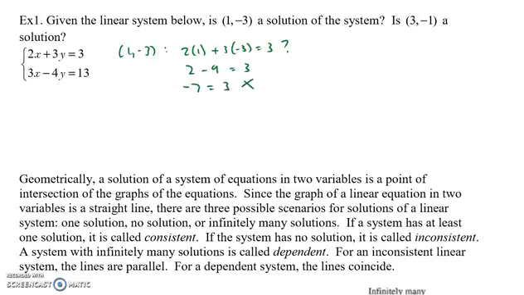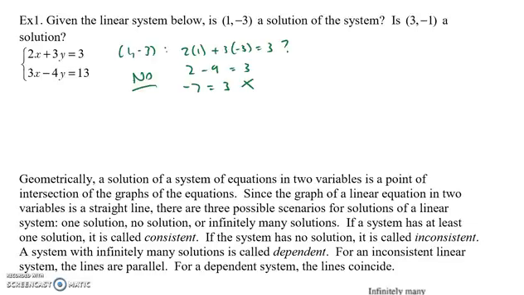Obviously a false statement. So (1, -3) does not satisfy the first equation, so it doesn't really matter whether it satisfies the second equation or not. There's no need even to check here. This ordered pair could not possibly be a solution of the system, since a solution has to satisfy all of the equations in the system. So the answer here is definitely a no. (1, -3) is not a solution of the system.